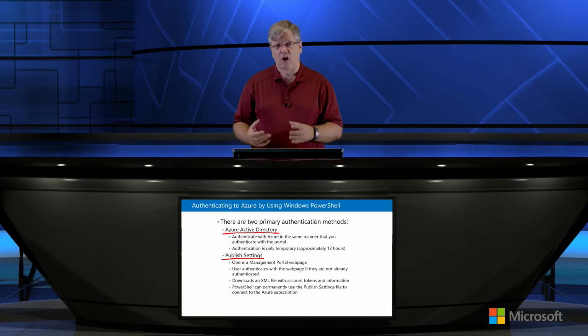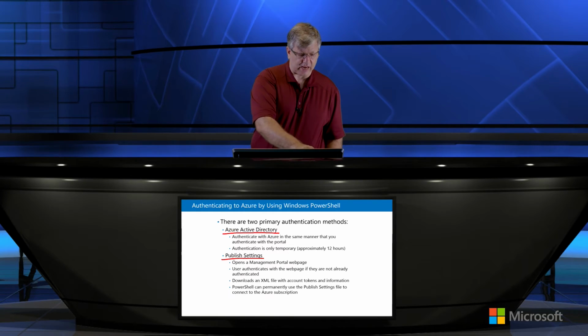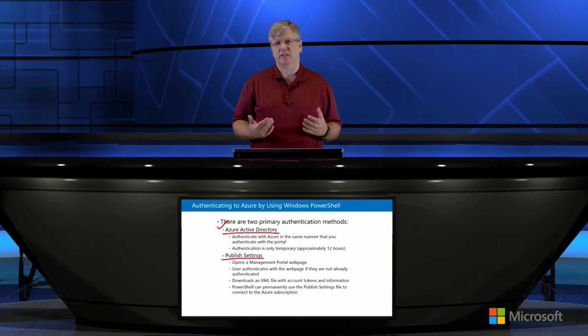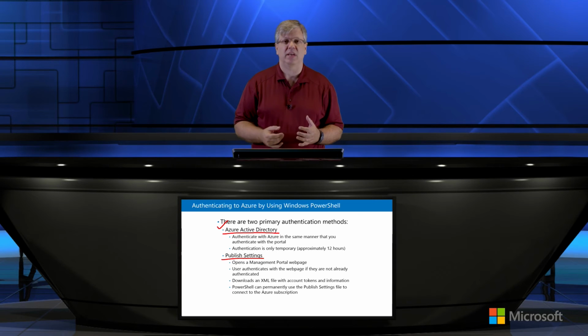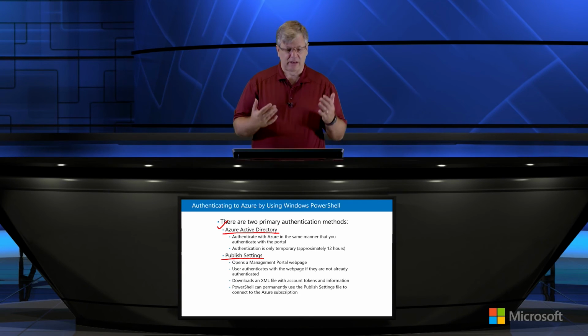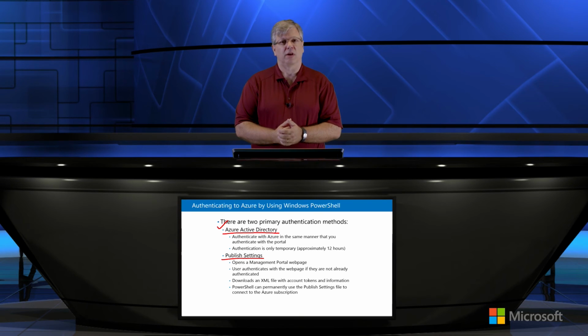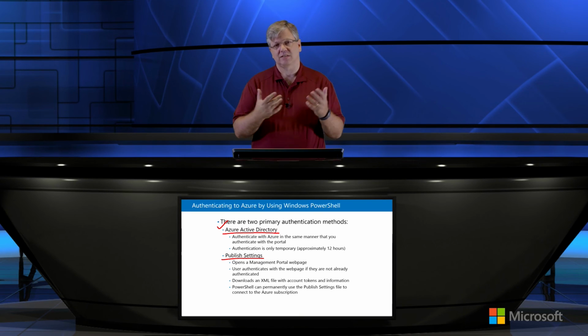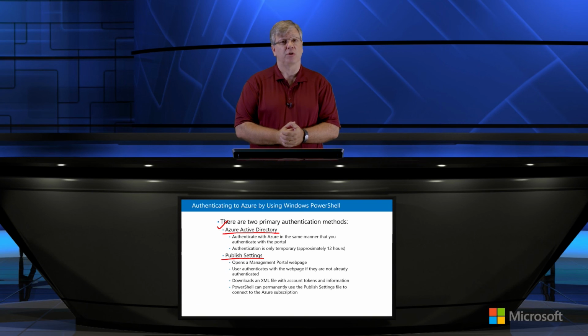In the ARM, the only option is Azure Active Directory because, frankly, it's more secure. Even though using publish settings is more convenient, I don't really recommend that even with ASM, because having that long-term authentication just kind of sitting on your machine, that's just not something that is generally considered a security best practice.